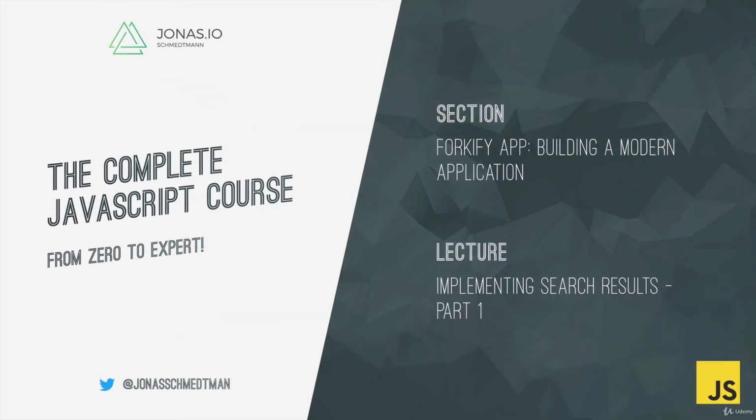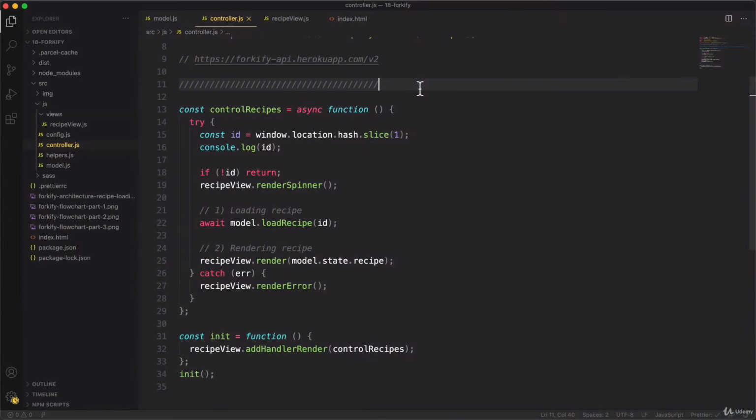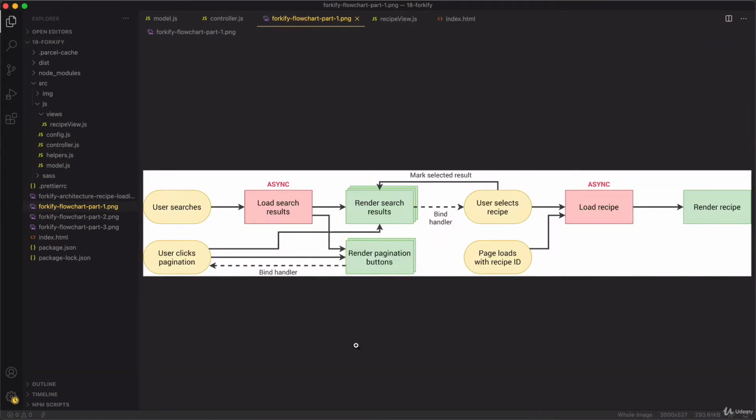Let's now start implementing the next feature of our application, which is going to be the search functionality. And let's start by taking a look at our flowchart here. Again, we already have this part basically implemented, and now we are going to work first on this part. So handling the event of a user searching for recipes, then loading the search results and rendering them. So that's going to be this lecture and the next one.